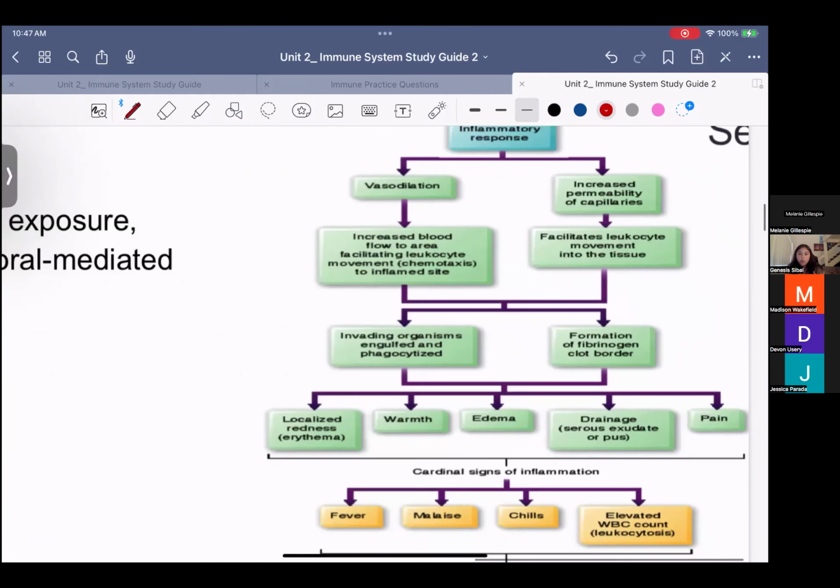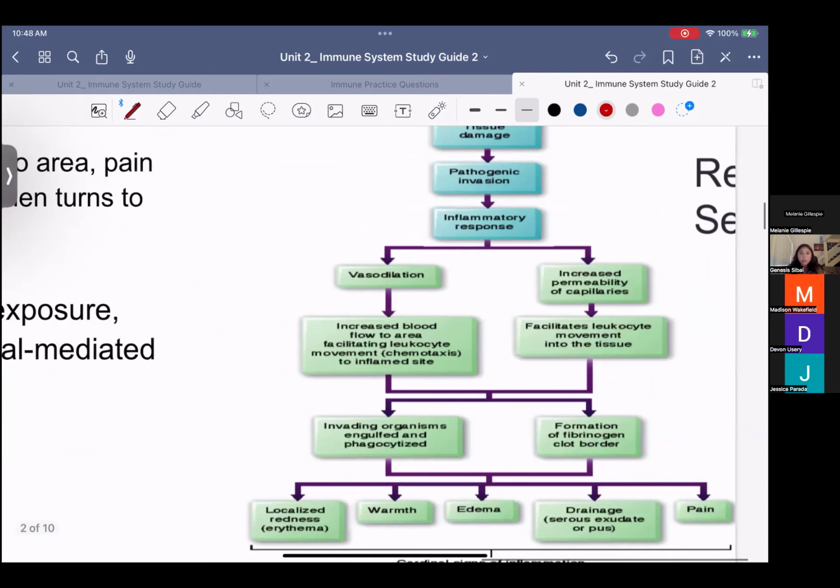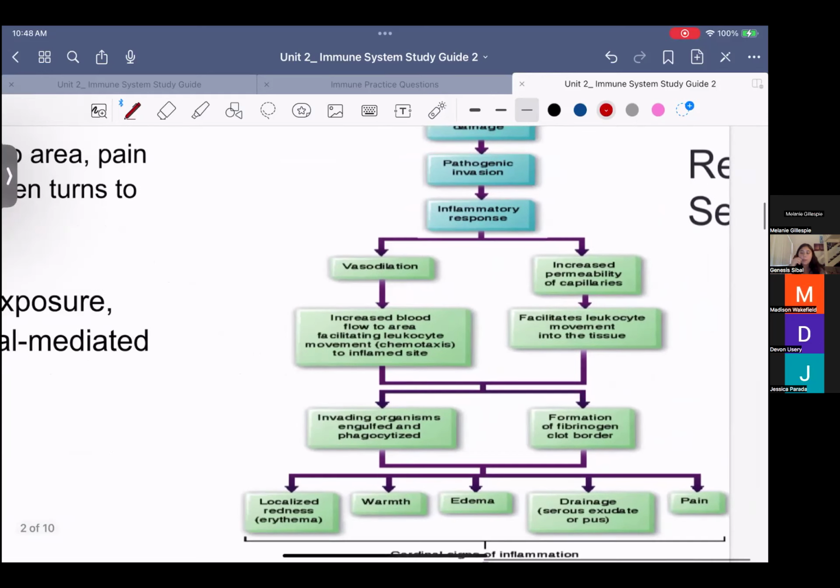So you have the inflammatory response, there's vasodilation, and there's increased capillary permeability, but they both have to go together. It can't just be one.